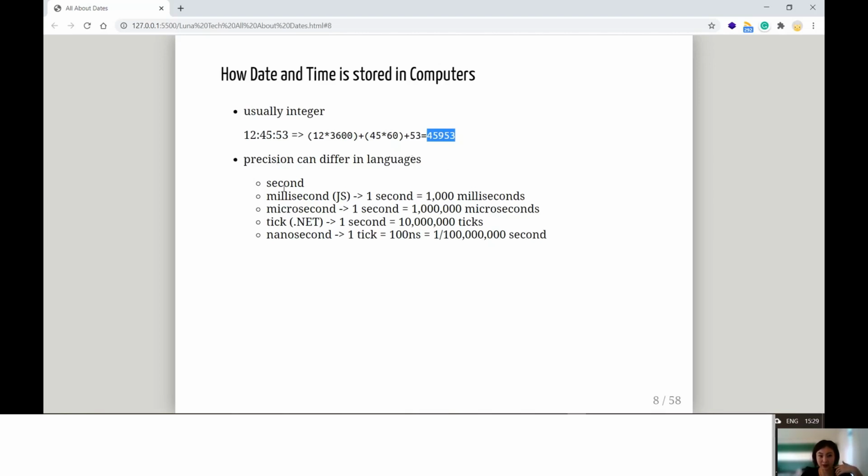So here are some calculations and how all these things are working. And we might want to look at .NET. It's using ticks, where 1 second equals 10 to the power of 7 ticks. Usually we don't count this, but this is the smallest time unit in .NET.